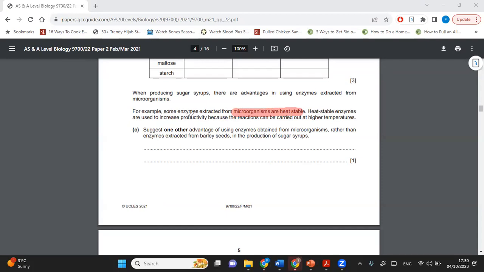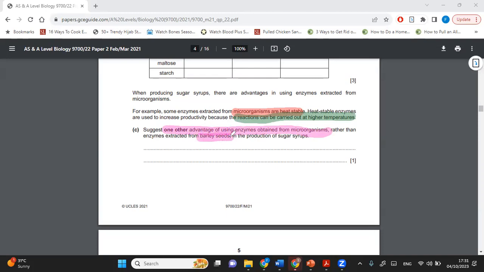Heat stable enzymes are used to increase productivity because, of course, they're heat stable. So even if the temperature increases, even if we are doing it at a high temperature, we are still going to be able to utilize that enzyme for the reaction because it's a heat stable enzyme, right? This is one major advantage, because it's heat stable so that we can carry out reactions at high temperature. One advantage they've already provided you. And now they're saying, please tell us another advantage besides this one. Tell us one other advantage of using enzymes from microorganisms compared to barley seeds.